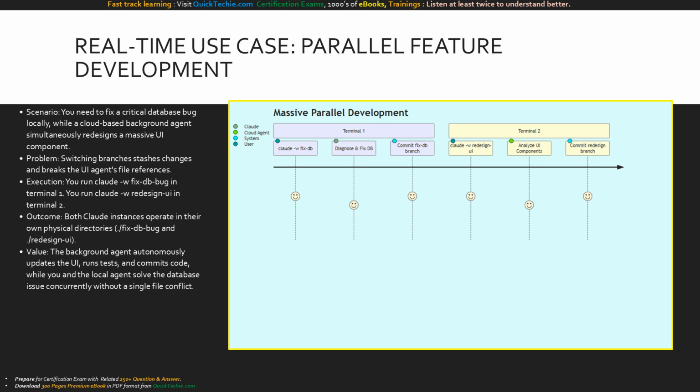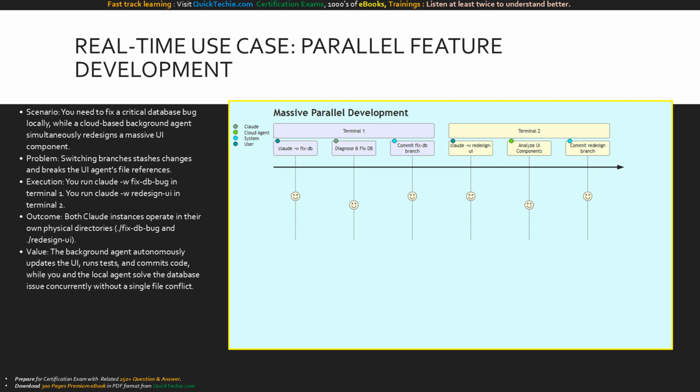In Terminal 1, you run claude -w fixdb-bug. In Terminal 2, you run claude -w redesign-ui. The outcome: you now have two separate physical directories. Both Claude instances run completely independently. The immense value delivered here is extreme scale.